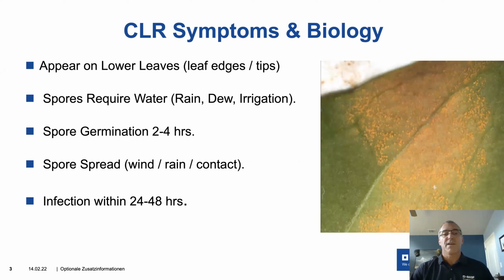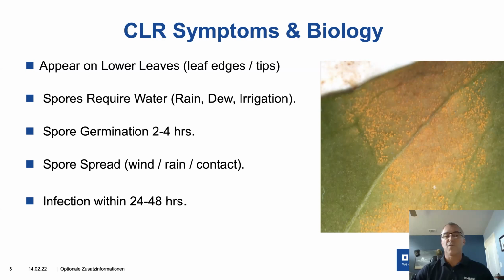about. A little bit of the symptom review and the biology review of CLR. It appears on the lower leaves, usually where the water coagulates on the edges or the tips, but also on the lower leaves of the coffee tree.